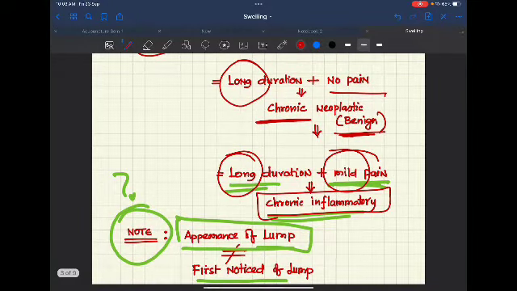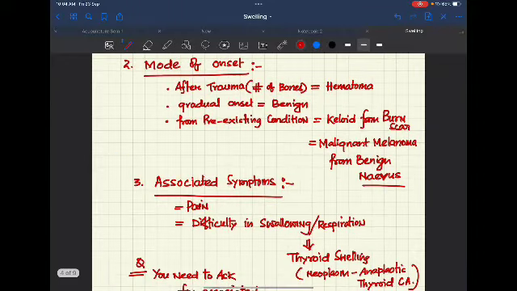One important question you should ask: the patient should know the difference between the appearance of the lump and the first notice of the lump. That means the lump may have been there for a long time, but he or she has noticed it for 1 week or 2 weeks. So it will be a basic difference. You have to ask when she or he noticed the lump and when it actually appeared. So you have to take care of this important point.